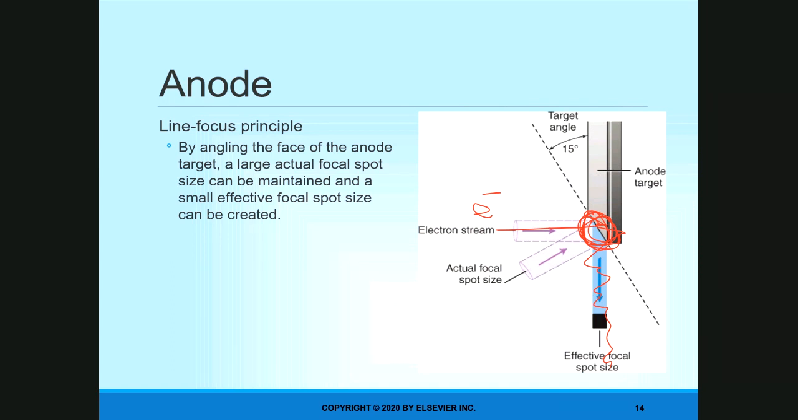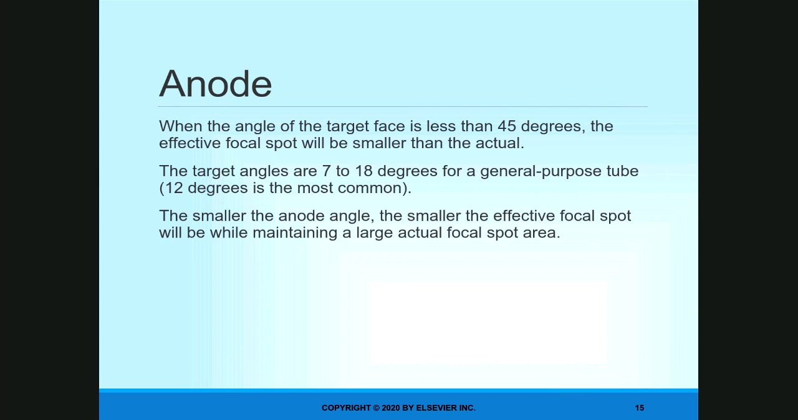Typically the target angle varies anywhere from 7 to 18 degrees for a general purpose tube, but the most common target angle is 12 degrees, meaning for a general purpose tube, typically it's going to be a 12-degree target angle. And what happens is when you angle that, the smaller the angle, the smaller the effective focal spot. So when you have a smaller angle, here, I can show you that right now.